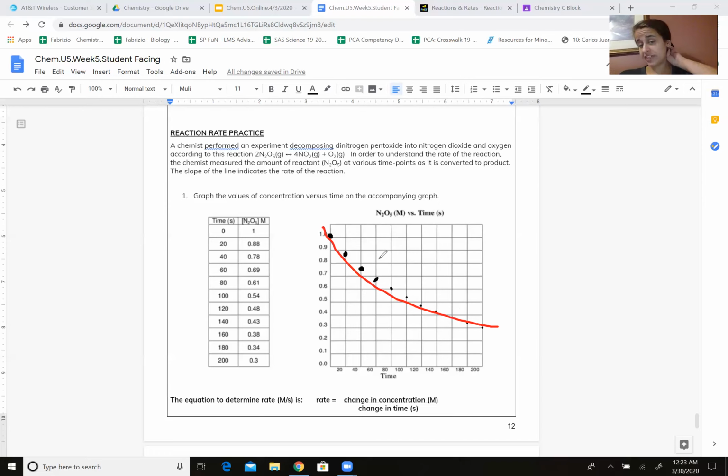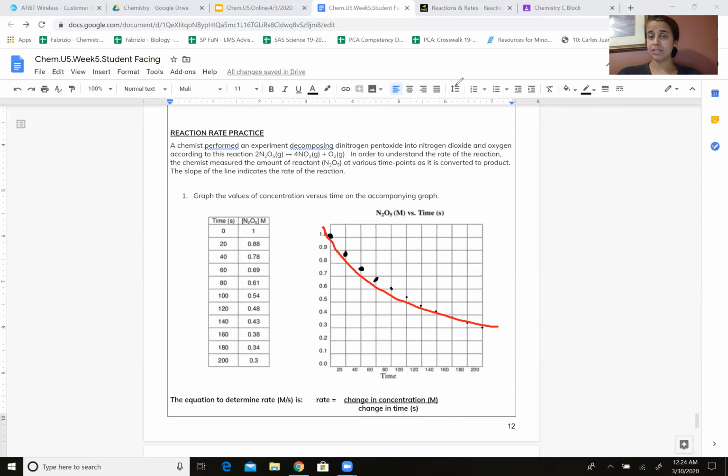That's not a great best fit line, but you can see how our reaction started off pretty steep up here and then kind of gets less steep. So our reactants are turning into product much faster at the beginning of our reaction. So from 20 until about 80 seconds of our reaction happening, and then it starts to kind of level off.